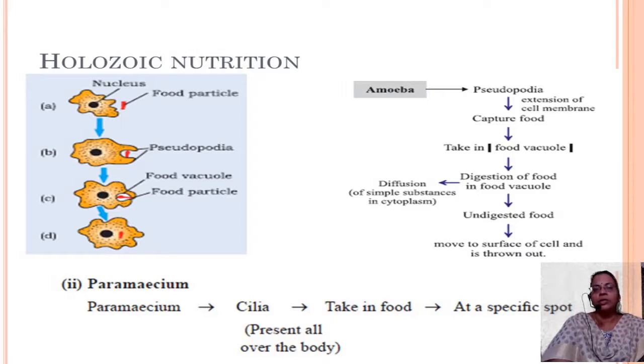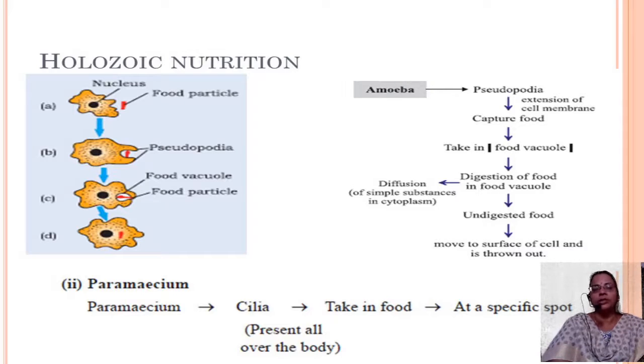That is amoeba, pseudopodia, extension of cell membrane, capture the food, take it and it will be transported in the form of food vacuole. Then digestion of food in the vacuole takes place. The needed nutrients by the method of diffusion will be taken into the cytoplasm. Undigested material will be converted into a vacuole, and that vacuole will move to the surface of the cell, where it is thrown out through the body surface.